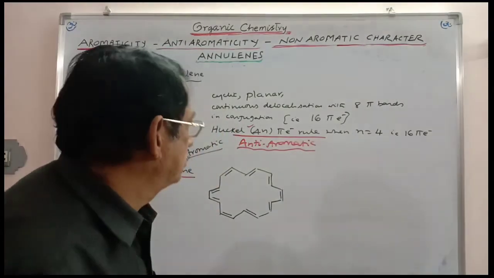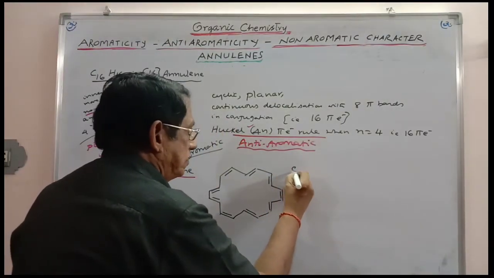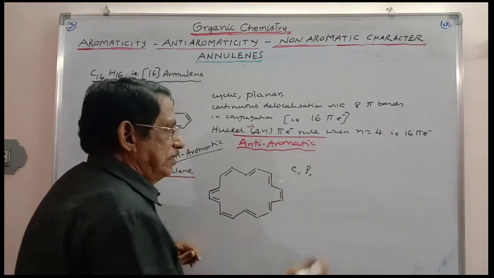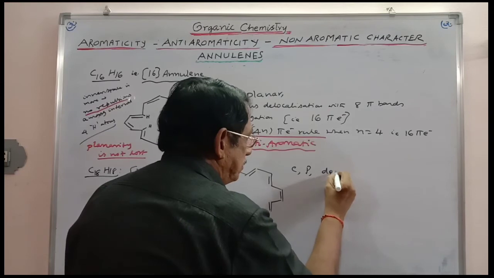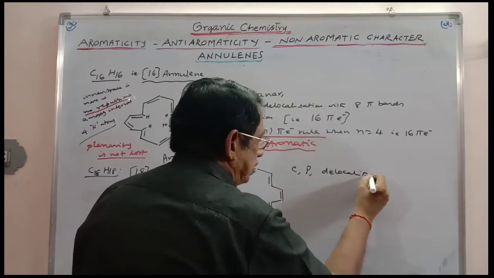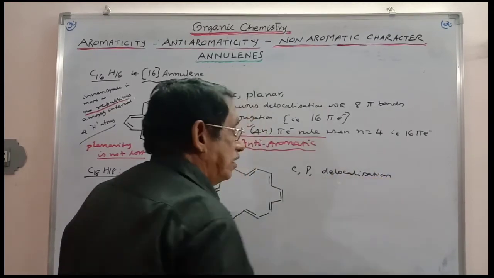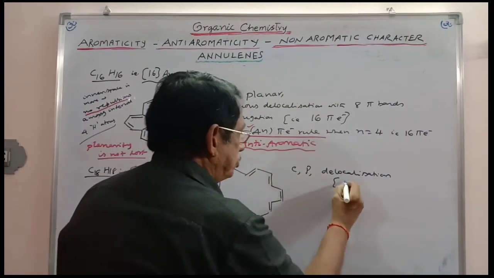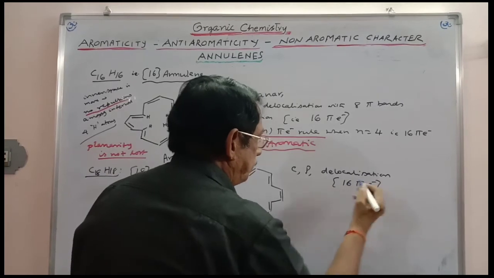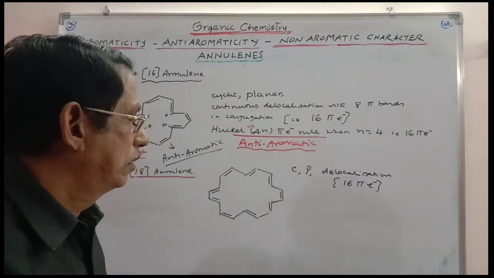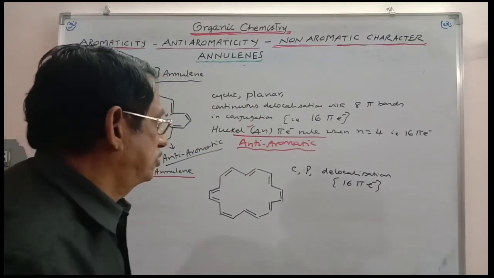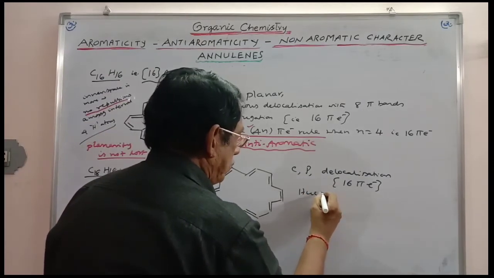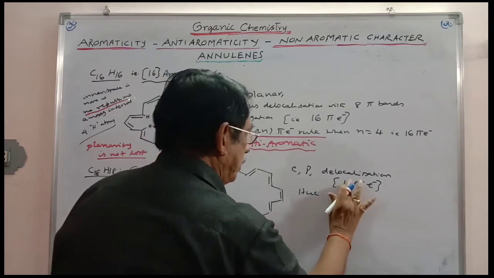Now let us consider, is it cyclic? Okay, cyclic. Is it planar? Okay, planar. Is it having continuous delocalization? Yes, continuous delocalization is there because there are 9 pi bonds. How many electrons is it having? 9 into 2, 18 pi electrons.